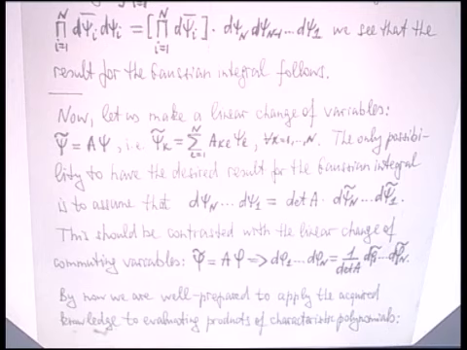And this should be contrasted with the usual linear change of variables for integrals over commuting variables. Of course, if we change variables in the usual way for commuting vectors, we know that here comes 1 over determinant rather than determinant.